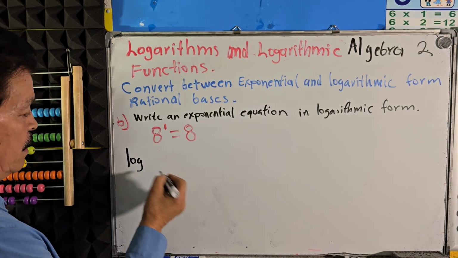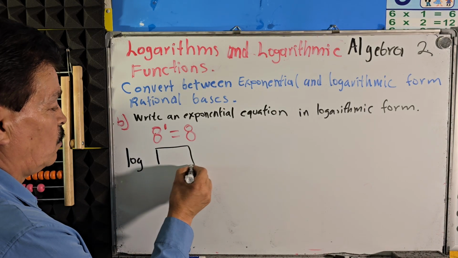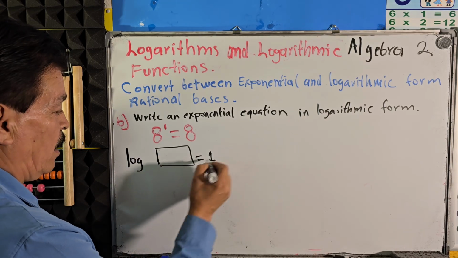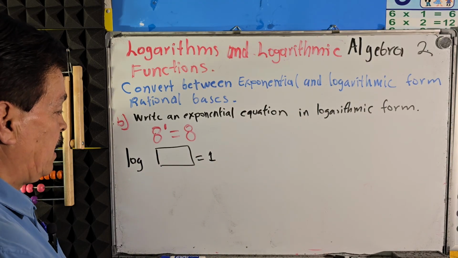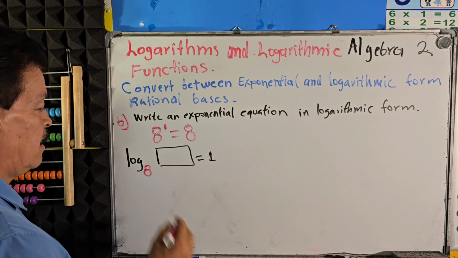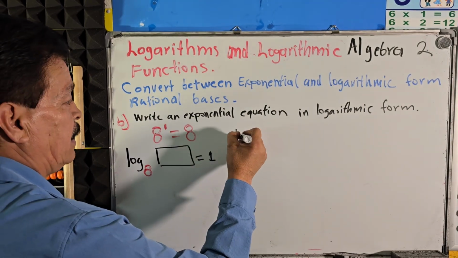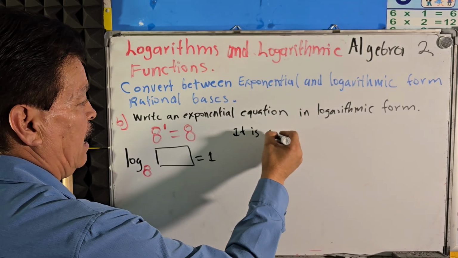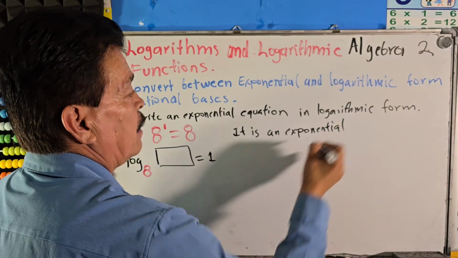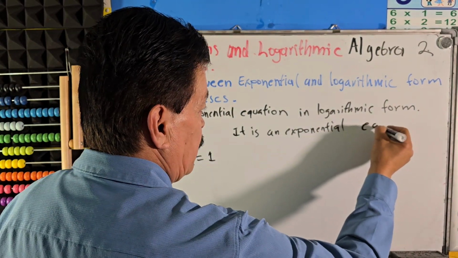So here is the logarithm of a number we need to find, equals 1, with the base 8. The base is 8 here. So of course it is an exponential equation, right?